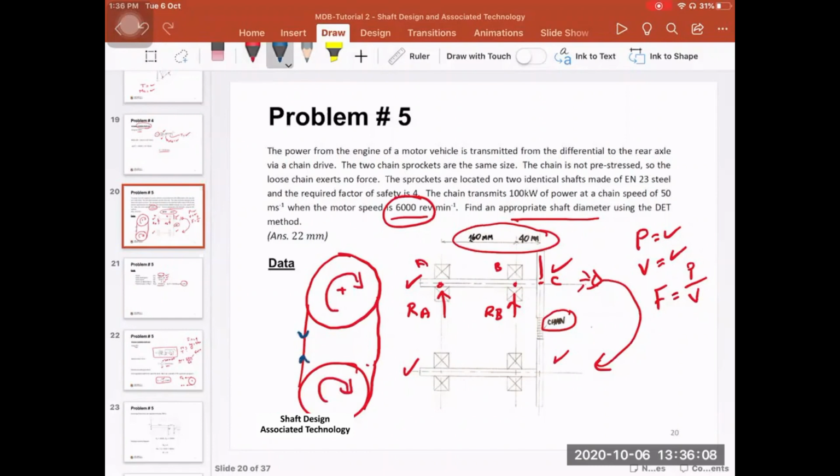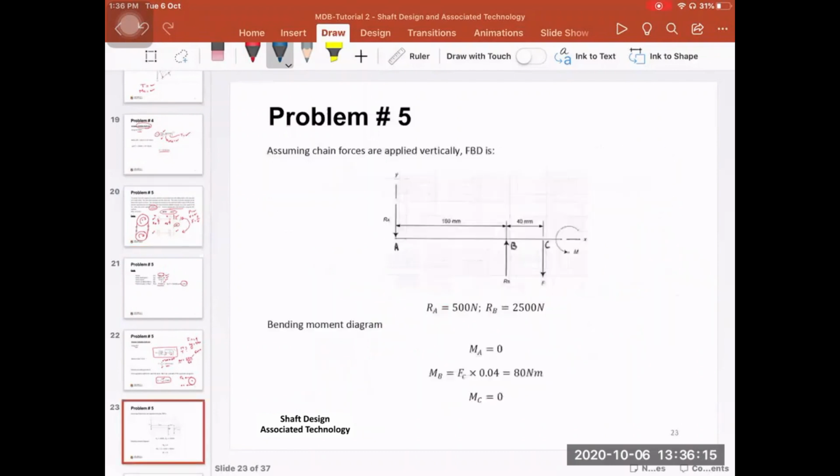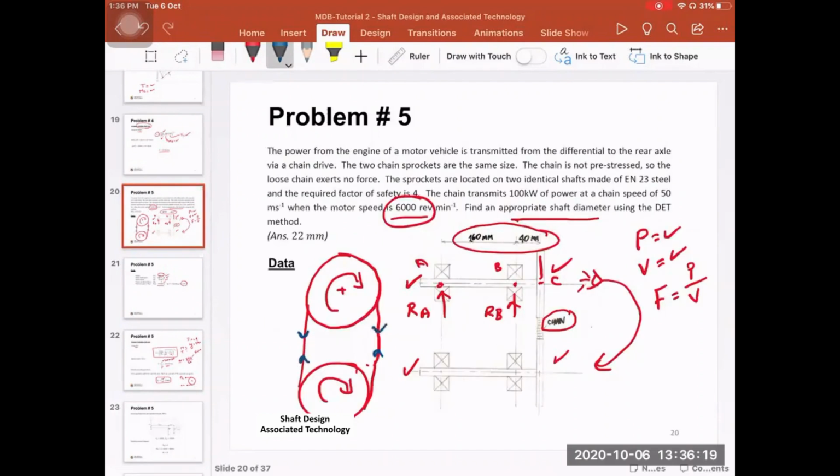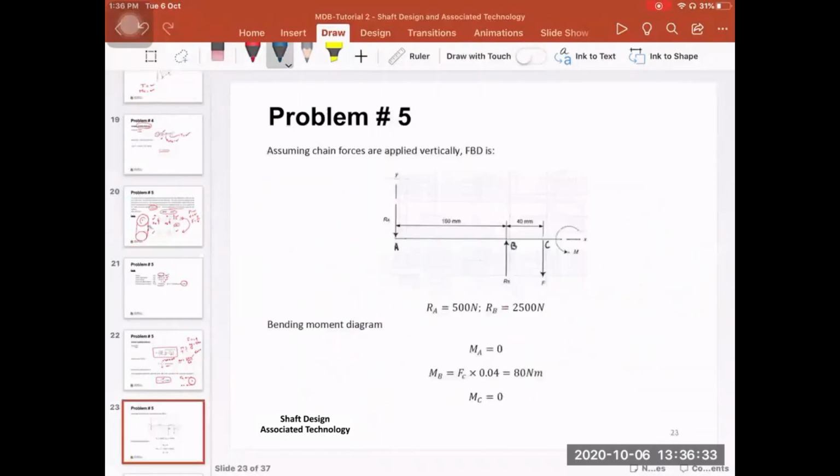Or if it rotates in the opposite direction, so you have the tight force here. It depends, okay? So let's go back here. If we have this case on the right-hand side, then in this case, you have the tight side here, and the force is going down. So you have the force at point C here. So you have the force going down. This is FC, or the force on the sprocket.